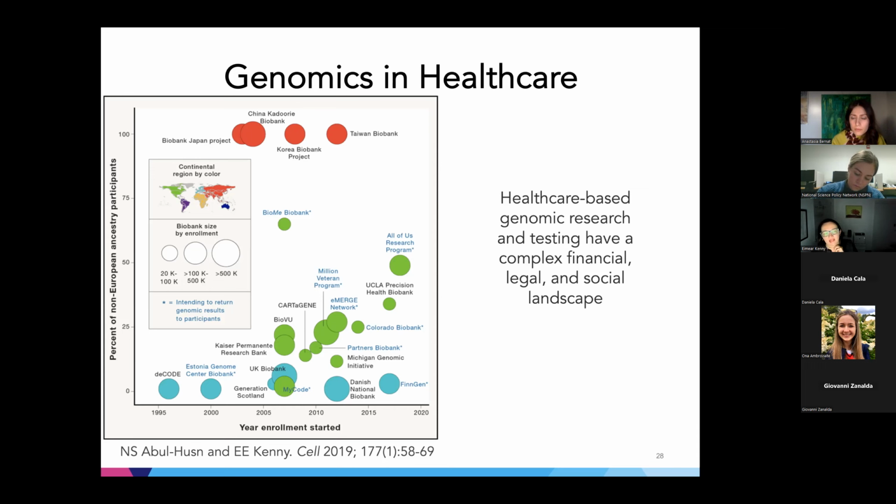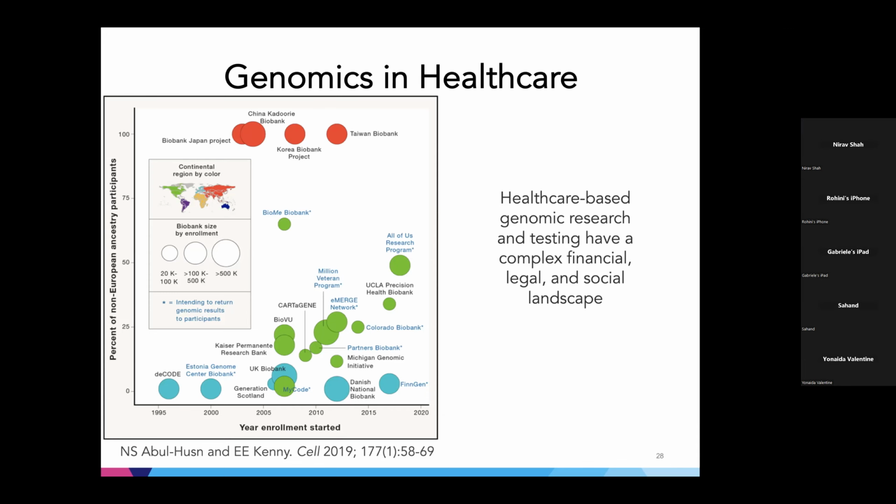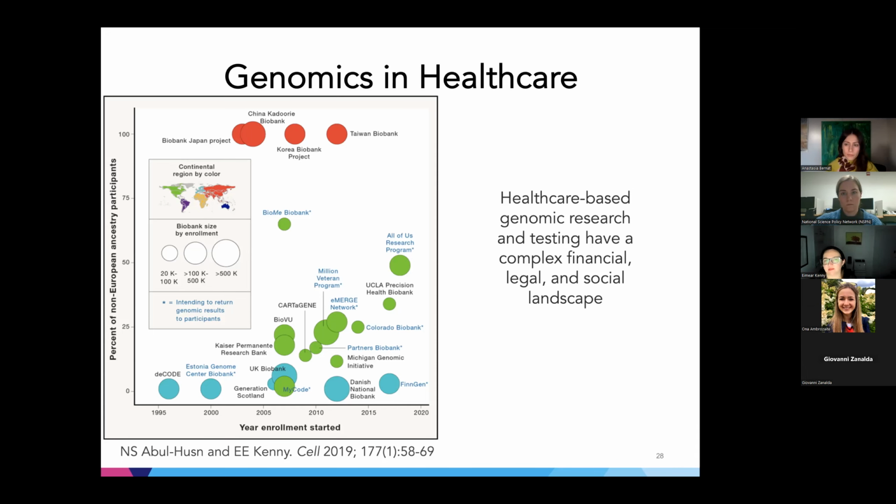And the y-axis here is also marking the extent of diversity in these efforts. They can be a little bit more diverse than their traditional research cohorts, but it's still not hugely diverse. But the point I want to make here is that healthcare-based genomic research and testing can have a different and sometimes quite complex financial, legal, and social landscape. And the health systems may have different incentives around data sharing than researchers at universities or other entities do.